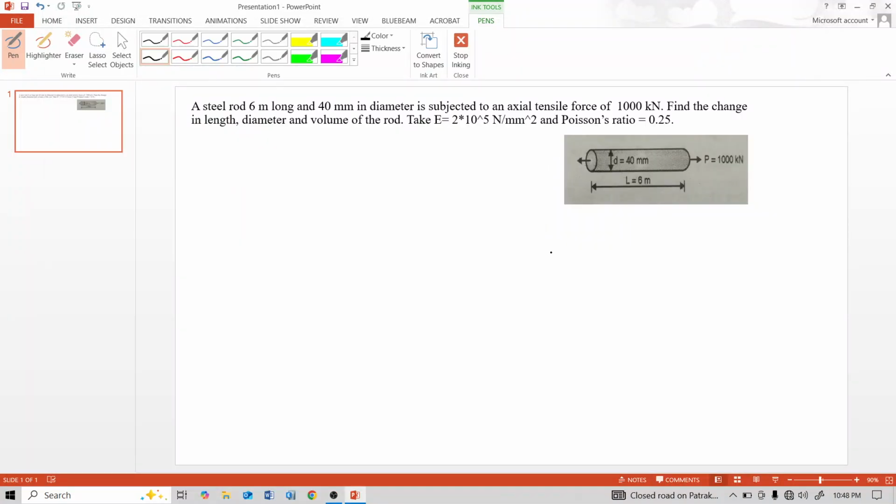Today, in this video, we will see a numerical on a member subjected to uniaxial loading. The numerical: a steel rod 6 meter long and 40 mm in diameter is subjected to an axial tensile force of 1000 kN. Find the change in length, diameter and volume of the rod. Take E equal to 2 into 10 raised to 5 Newton per mm square and Poisson's ratio equal to 0.25.